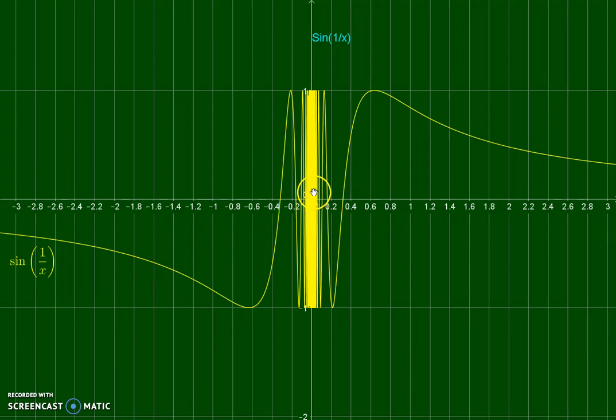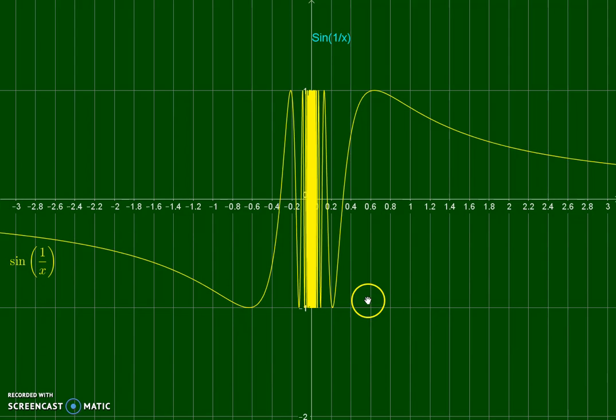But as we get closer and closer to 0, you can see that the function is oscillating more and more times. Let's see if we can investigate why that is. Well, if the x value is 1 and we put 1 into this function for x, we have sine of 1.